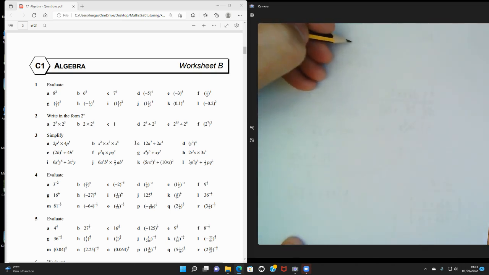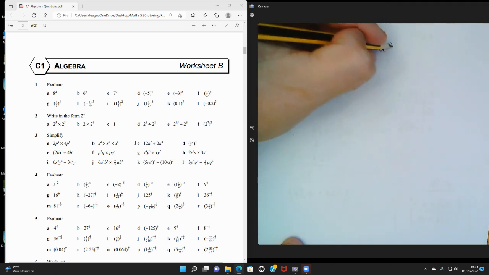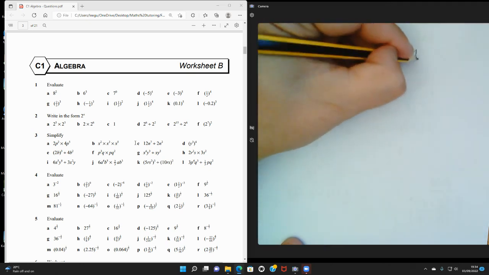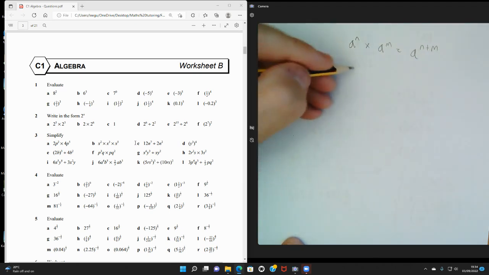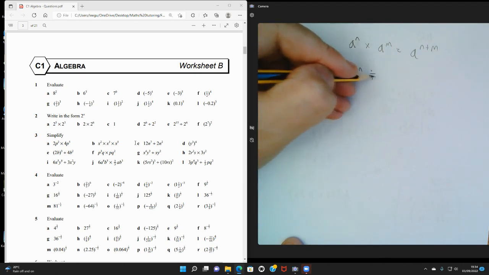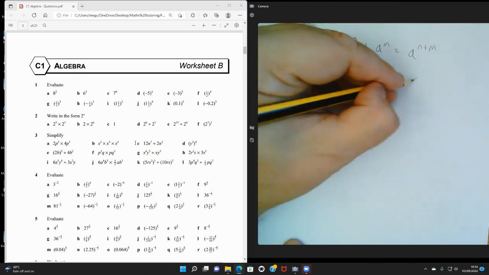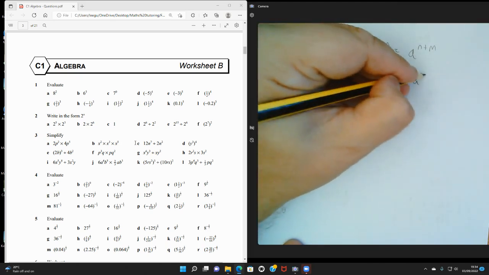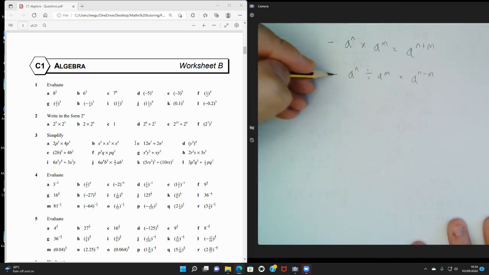If we have a to the n and we multiply it by a to the m, that goes to a to the n add m. If we have a to the n divided by a to the m, that is the same as a to the n take away m. So there's a couple of index laws.